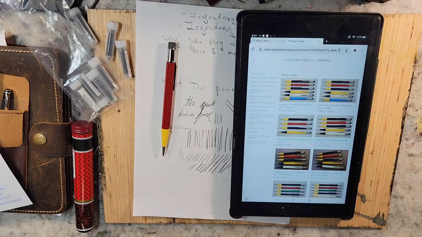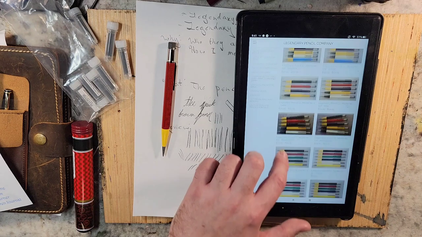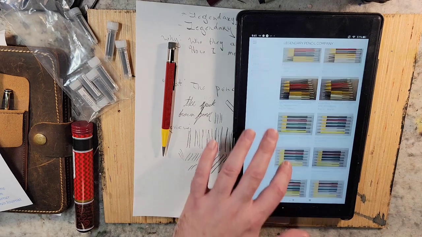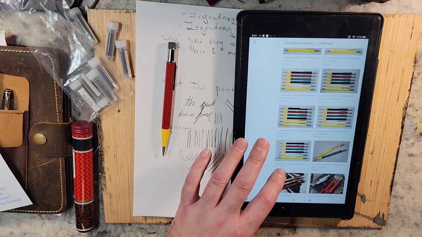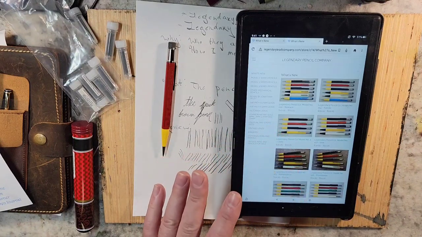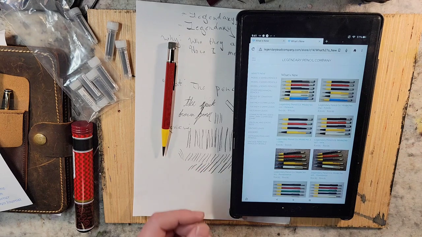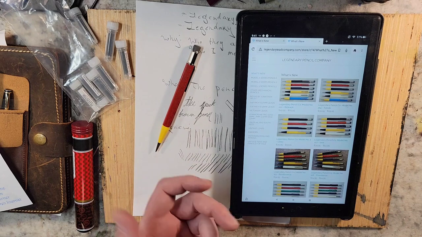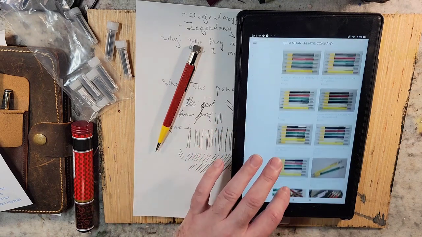Price-wise, the intricacy of the barrel carving engraving seems to play a part in it, as well as the scarcity of the materials. The lowest price I saw pencil-wise was 30, and I've seen them on here go over 50. I think the blue and the light blue and the white are the more expensive ones. And then as the carvings get more intense, they get more expensive.